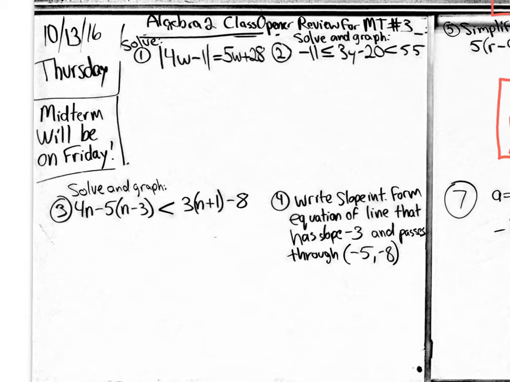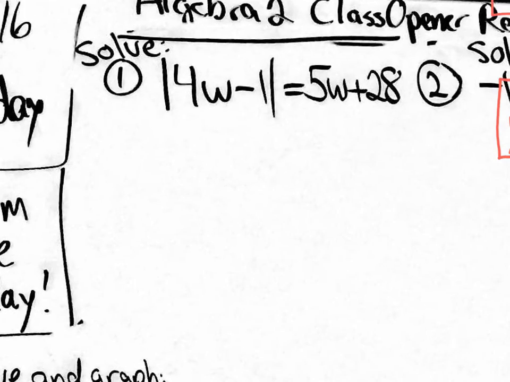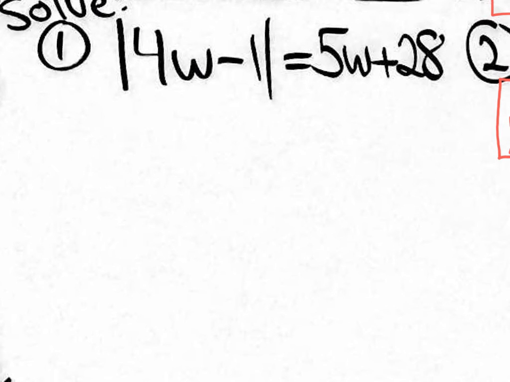So this is the third video that we're making. Number one, it's another absolute value equation. And on all absolute value equations, you have to first isolate the absolute value, which it's already isolated. And then after that, we need to set up a positive situation and a negative situation.